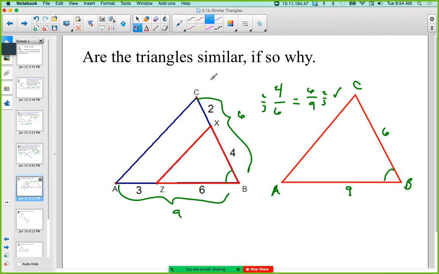Okay, now to write down our similarity statement, we'll go small to big. Triangle XBZ is similar to triangle, again, I went smaller to bigger, so CBA by side, angle, side.